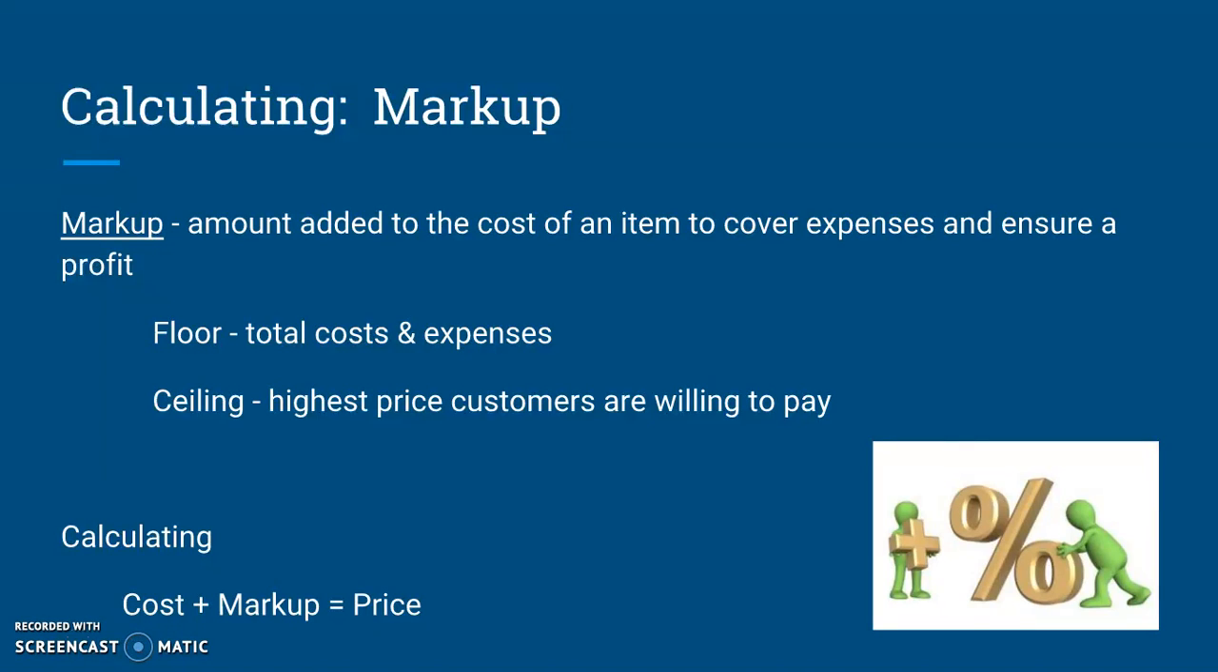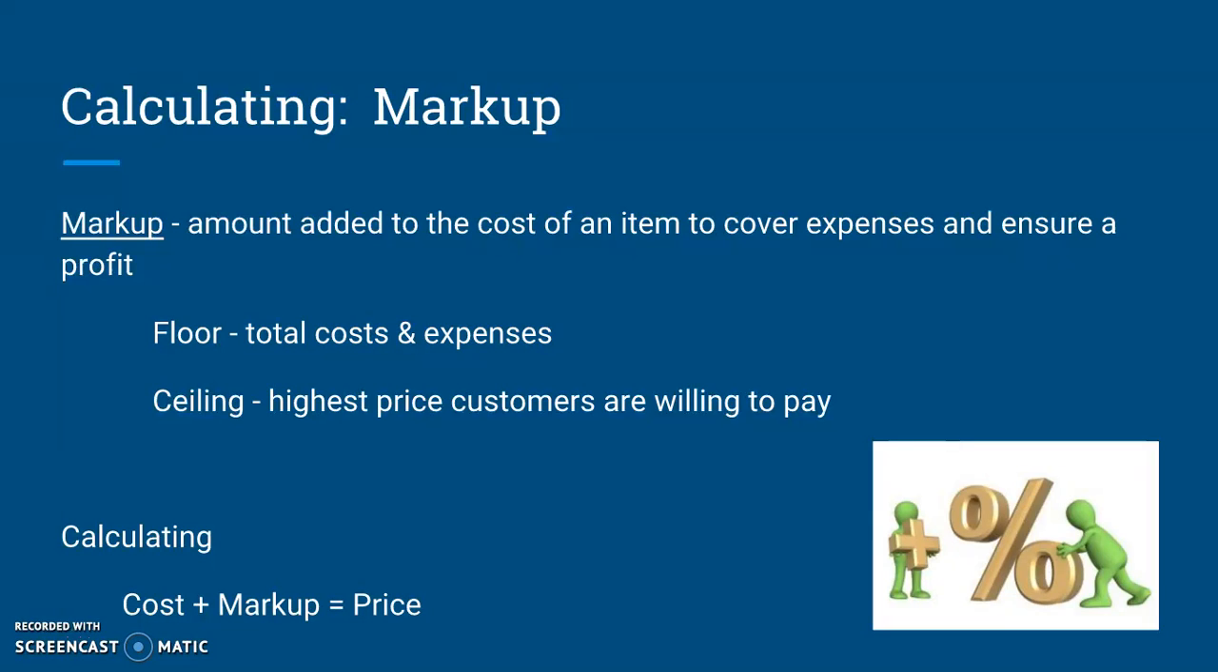Now let's take a look and break this down into different terms, and let's base it off of a particular room. So the floor, that's the total cost of the expenses, that's the very bottom. The ceiling is the highest price customers will be willing to pay.